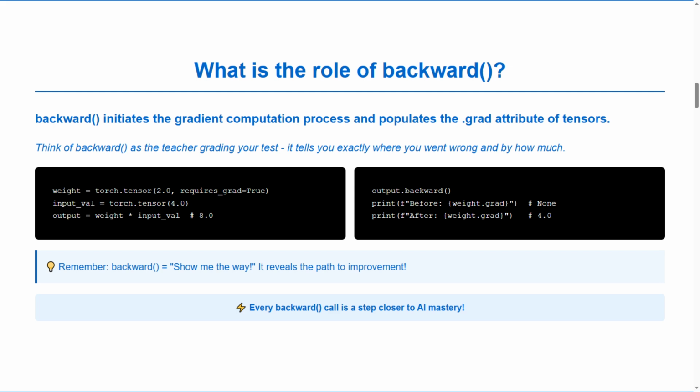Remember, backward equals show me the way. It reveals the path to improvement. Every backward call is a step closer to AI mastery. Summary. The backward method starts gradient computation and fills grad attributes with calculated values.